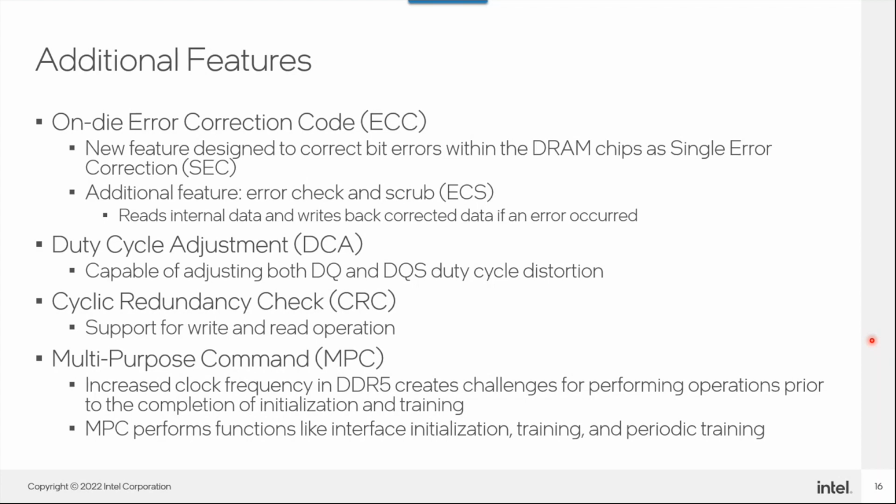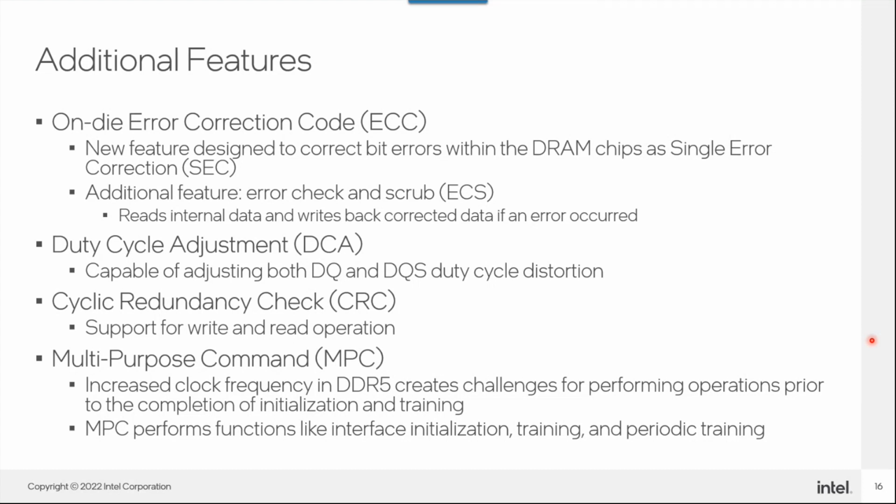Next, we have DCA, or the duty cycle adjustment, which adjusts both the DQ and DQS duty cycle distortion. So this feature was introduced due to the increase in memory speed for DDR5.